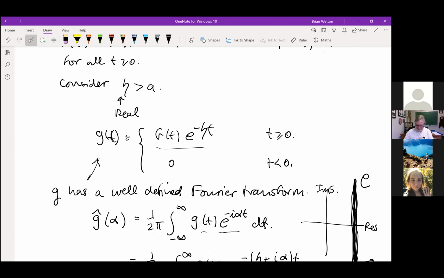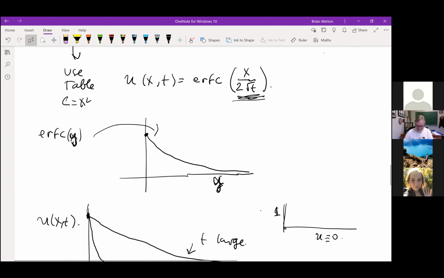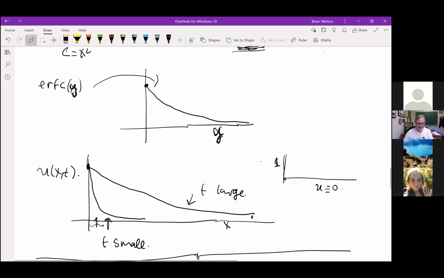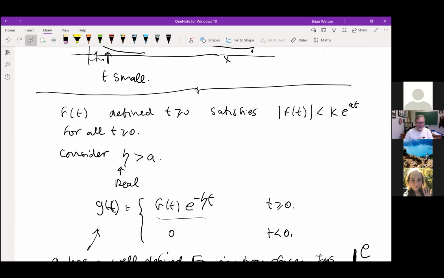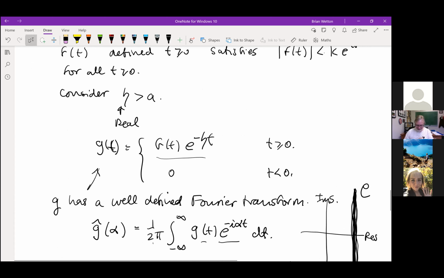Still going up? Okay, now I'm confused. I mean, I've showed a relationship. G has a well-defined Fourier transform. Yeah, I want to say Fourier transform there. Yeah. F has a Laplace transform, and I'm showing the relationship between the Laplace transform and the Fourier transform.